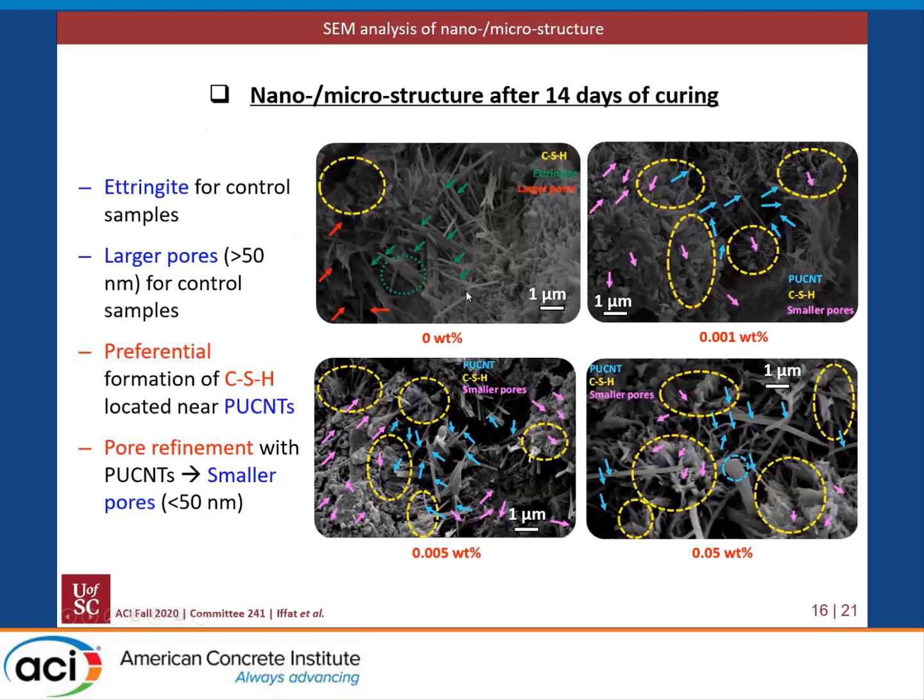Similarly, for the control sample, we can see several ettringites, and for PUCNT added samples, we can see several calcium silicate hydrates here, indicated by the yellow circles near the location of PUCNTs, which indicates preferential hydration. Also, several smaller size pores are identified. So pore refinement and preferential hydration were obtained with the addition of PUCNTs.